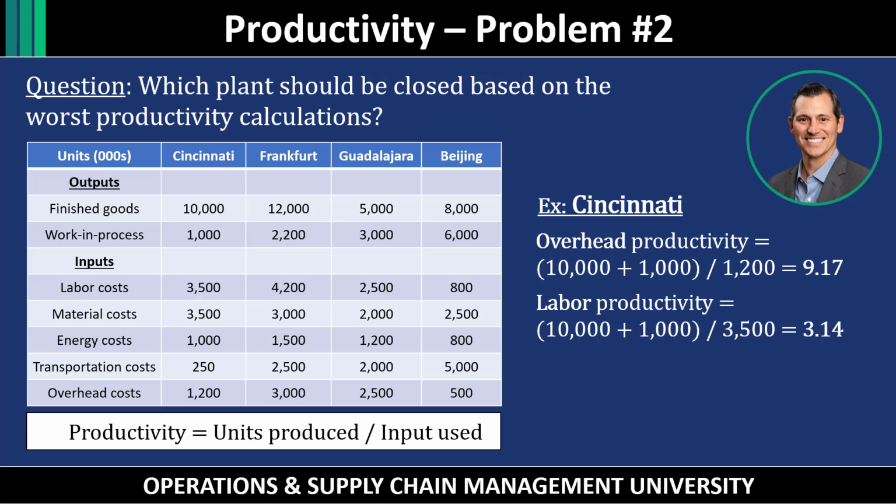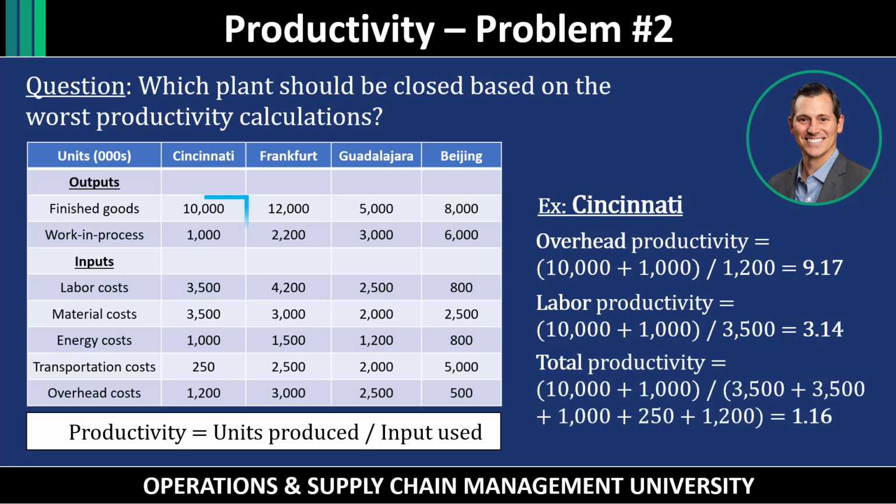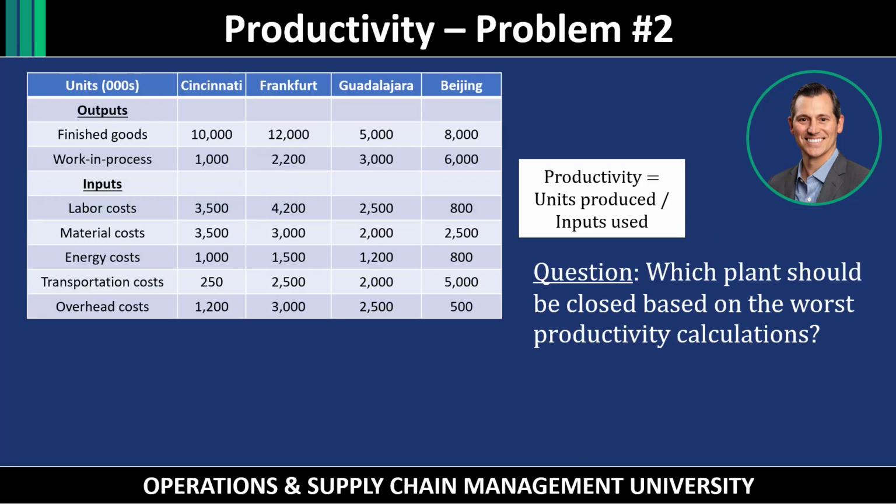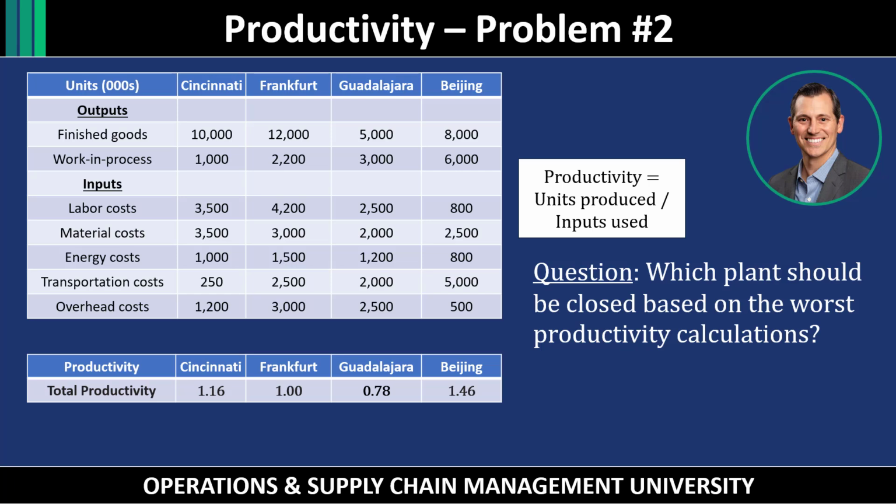But this question was asking for total productivity. So total productivity for Cincinnati is 11,000 divided by your labor, material, energy, transportation, and overhead costs. So your total productivity for Cincinnati is 1.16. You need to do that 4 more times. You need to do that same calculation for Cincinnati, Frankfurt, Guadalajara, and Beijing.